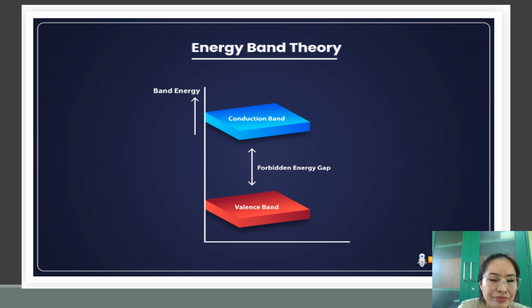If this gap is greater, then the electrons in the valence band are strongly bound toward the nucleus. And in order to drive the electrons out from this band, an outside force is necessary, which is equivalent to the forbidden energy gap. So the force must be, again, equivalent to the forbidden energy gap.